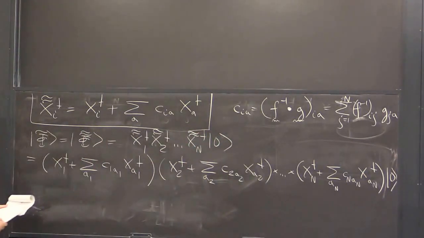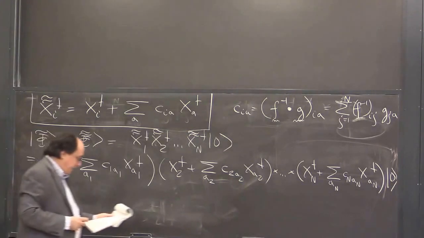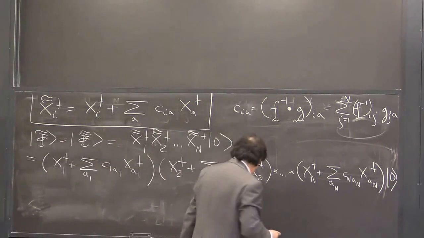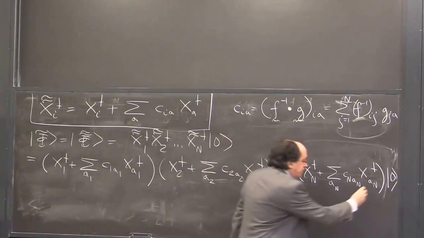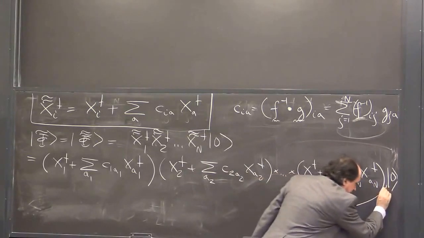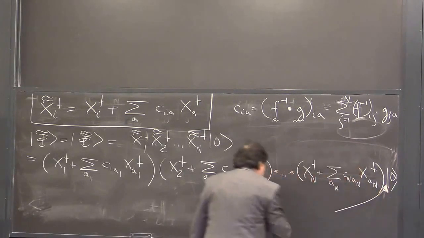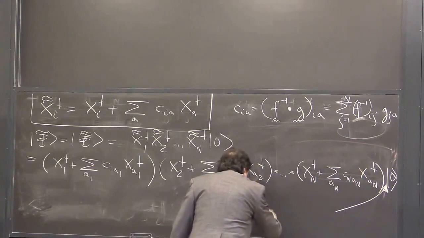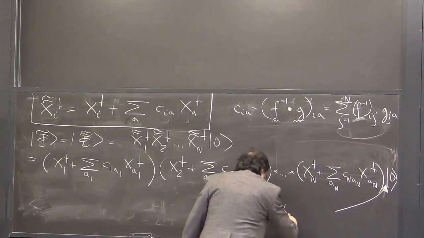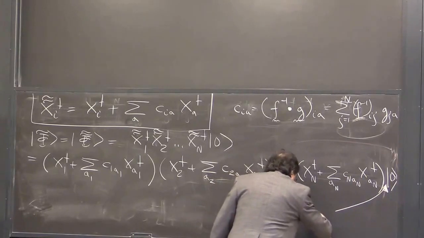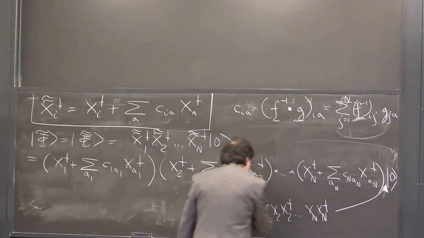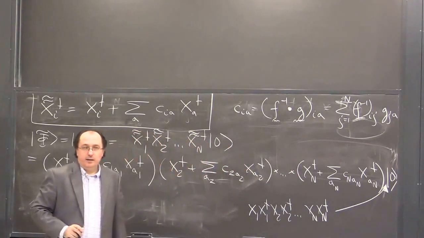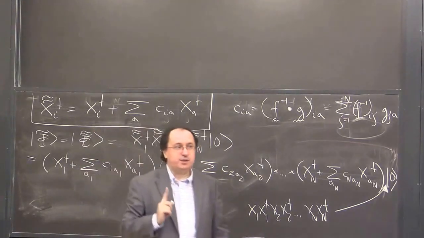Well, the first thing I'm going to do is this. I'm going to insert right here, where I'm indicating, the product of x1, x1 dagger, x2, x2 dagger, up to xn, xn dagger. These sort of pairs. I can do this without changing this expression.